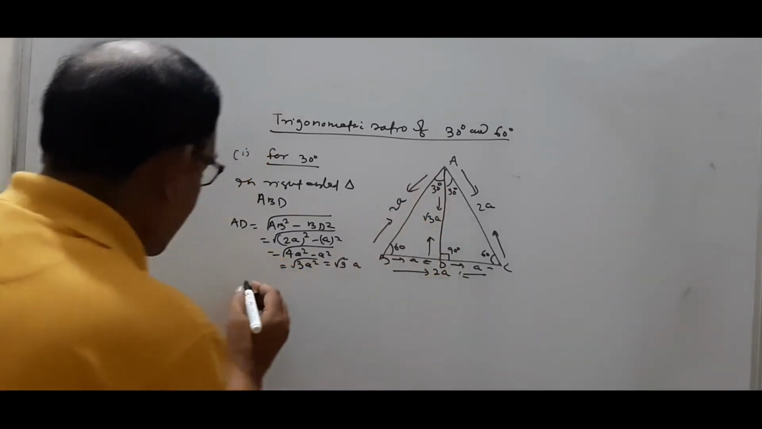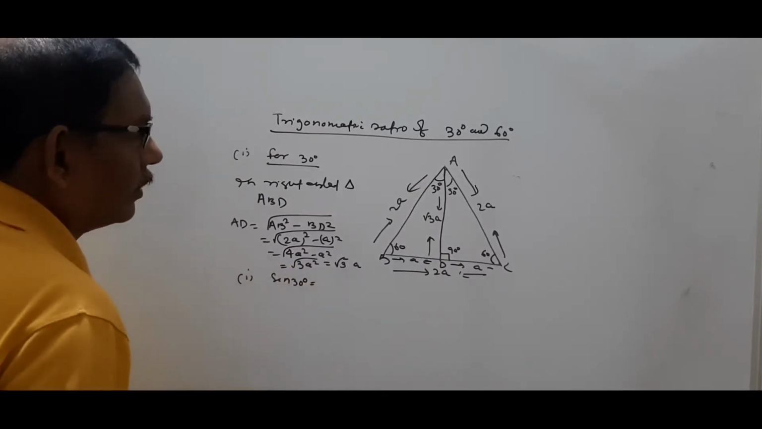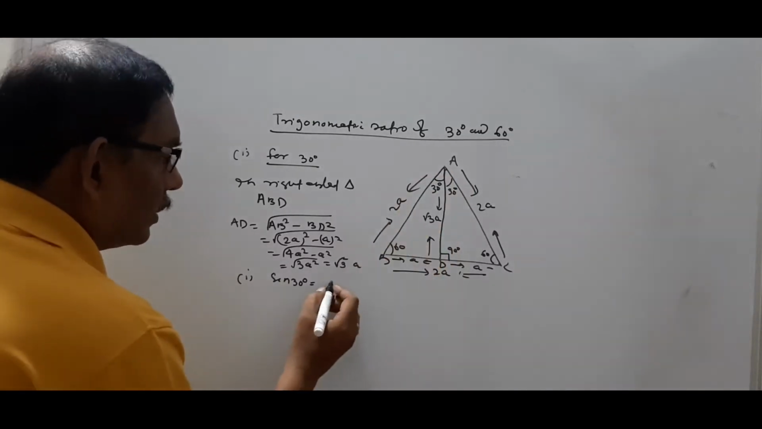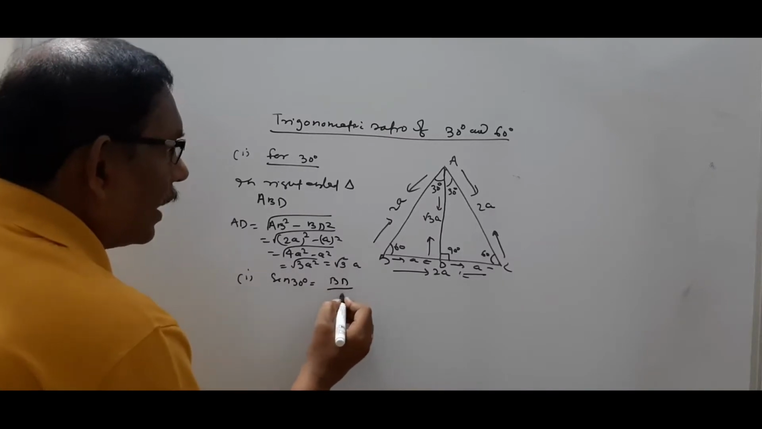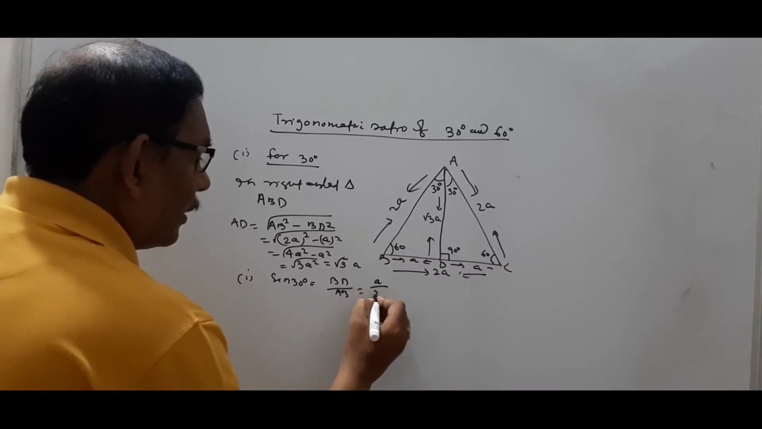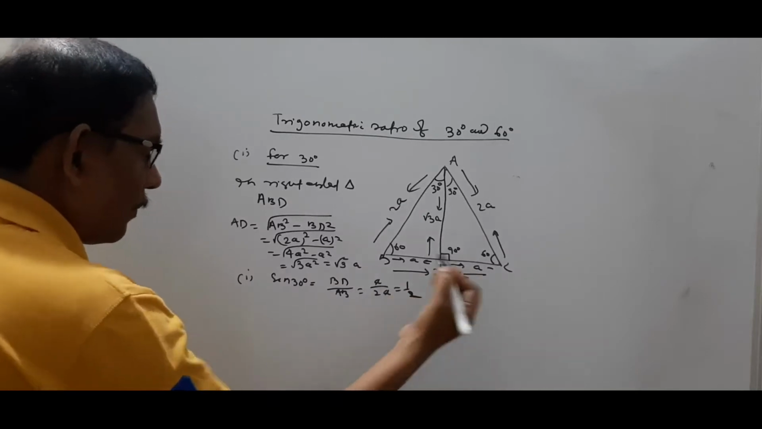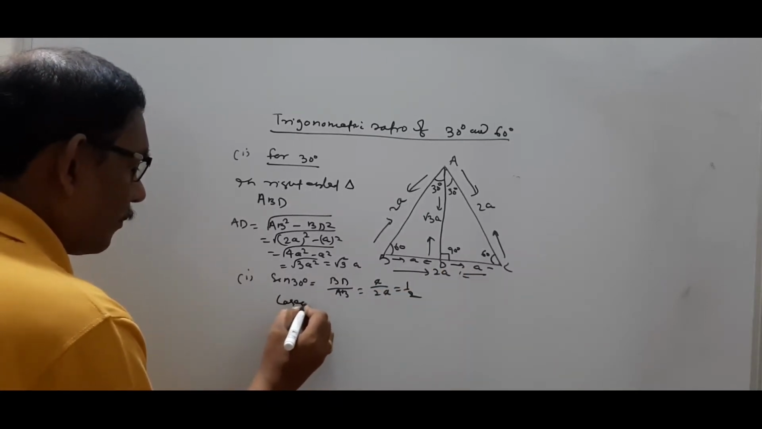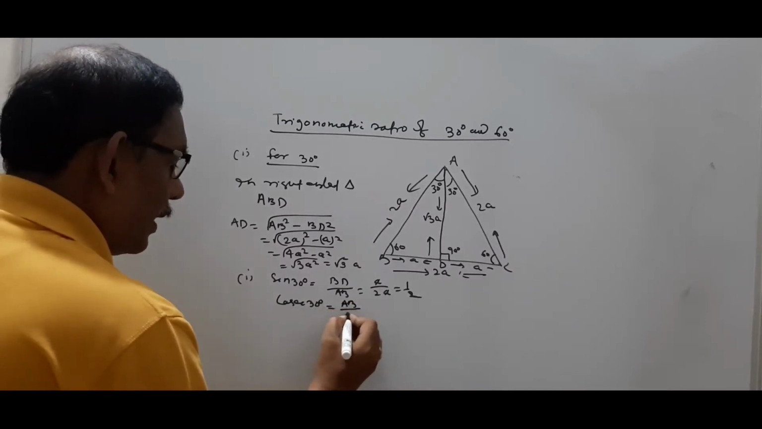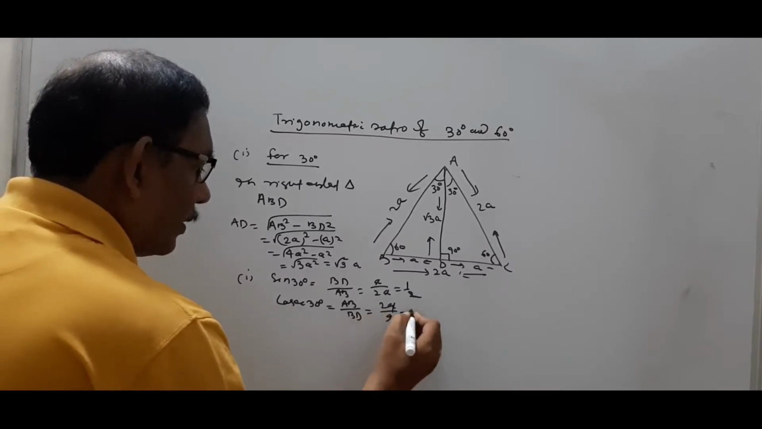So first you find out sin 30 degrees. Sin 30 is perpendicular by hypotenuse. It means BD by AB. BD is a, AB is 2a. Half. Sin 30 degrees is half. Similarly, cosec 30 is AB by BD, 2a by a. That is 2.